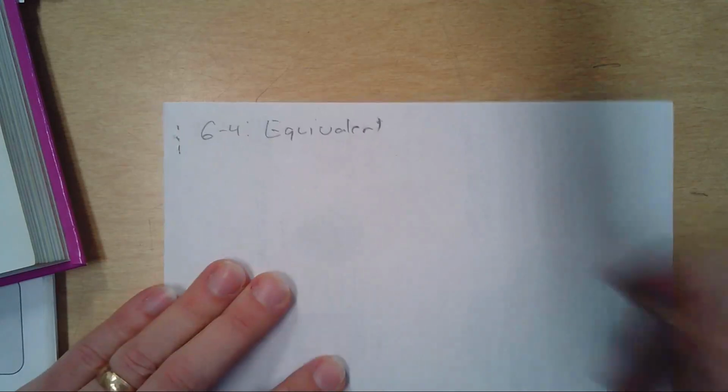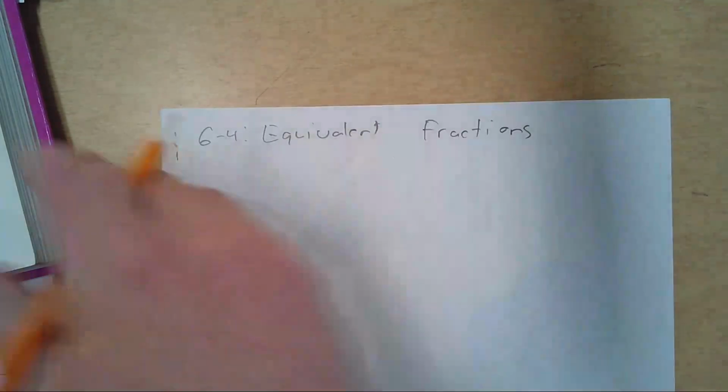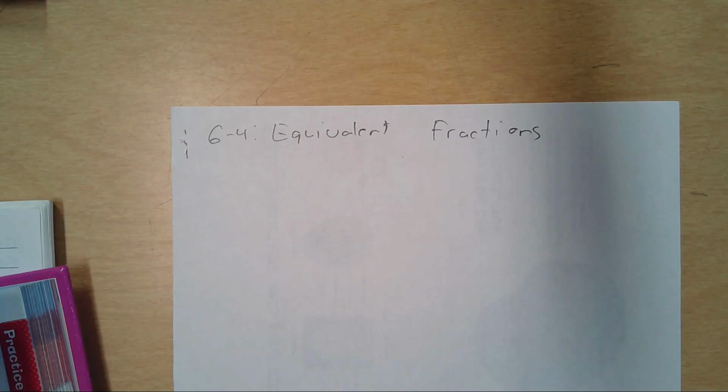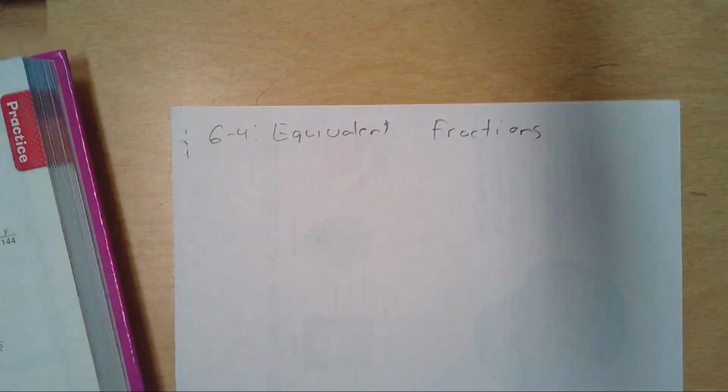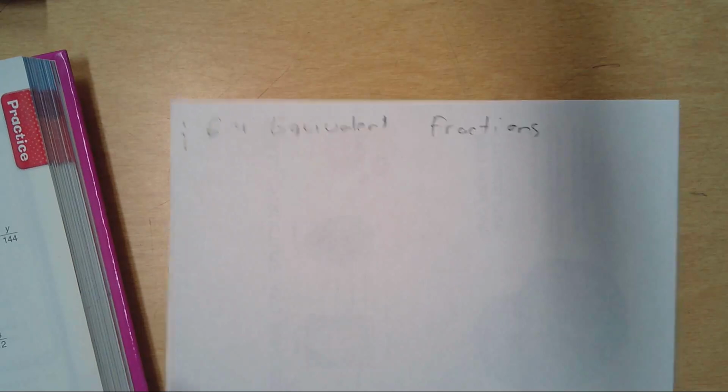Now we can see. So 6-4, equivalent fractions. I'm looking at pages 184 and 185. So, quiz tomorrow on our first 4 sections that we had: rules of divisibility, prime and composite numbers, making the factor trees, and then this. Each of the lessons is a bit different from the others.